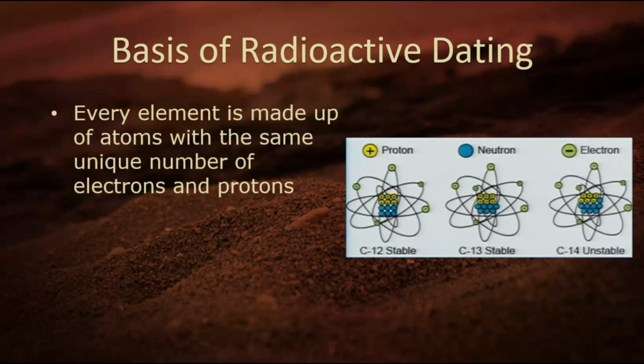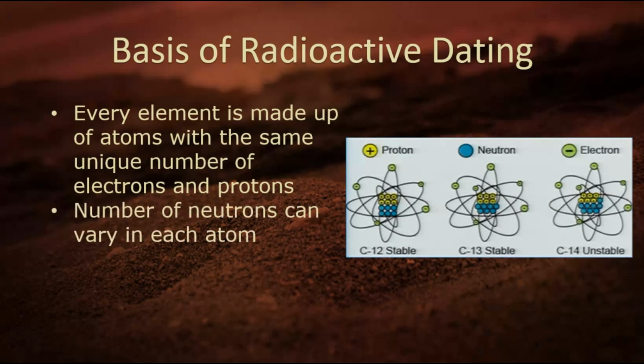Every element is made up of atoms with the same unique number of electrons and protons. The number of neutrons can vary, though, in each atom. And what we see here on the screen is a carbon atom. There are 3 different types. You have carbon-12 or C12, which has 6 protons and 6 neutrons. There's also carbon-13, which has 6 protons and 7 neutrons. And then carbon-14 is the unstable atom, and that has 2 more neutrons, or 8 neutrons and 6 protons.